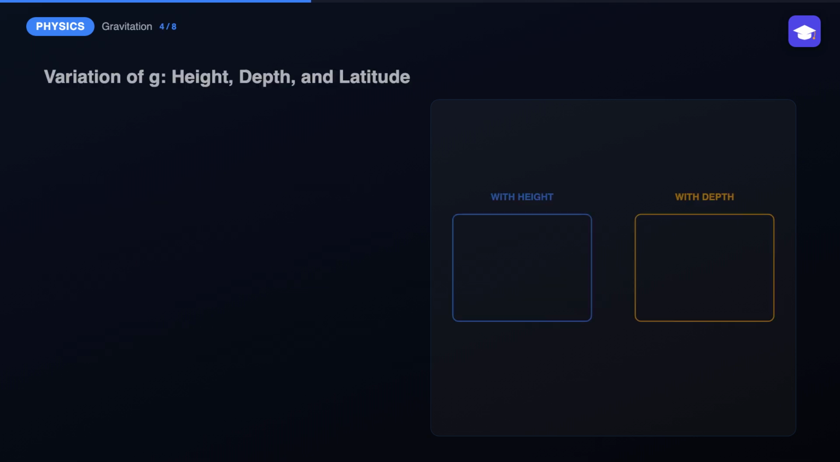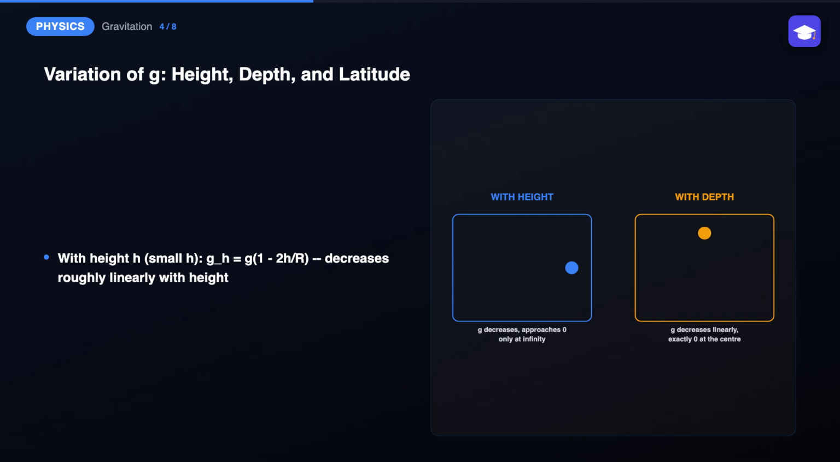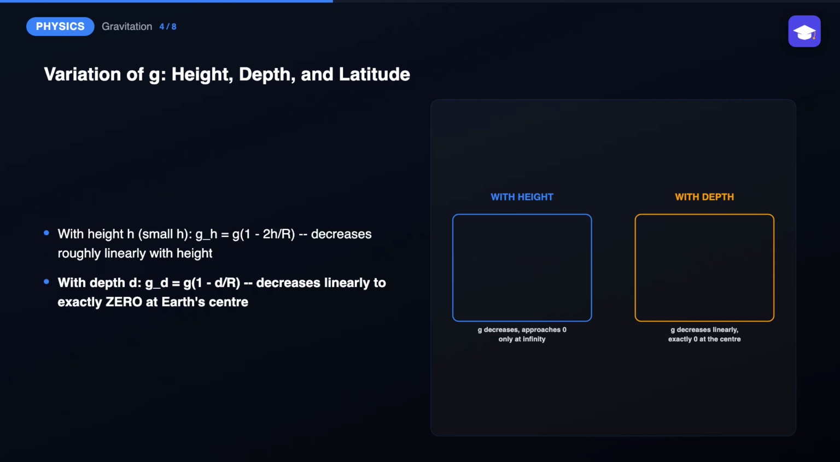The acceleration due to gravity, g equals GM over r squared at Earth's surface, but it's genuinely not constant everywhere, and JEE tests all three major variations in detail. With height h above Earth's surface, for h much smaller than Earth's radius r, g at that height approximately equals surface g times the quantity 1 minus 2h over r. So g decreases approximately linearly with height for small heights. This is a first-order binomial approximation genuinely worth memorizing and being able to rederive quickly under exam time pressure.